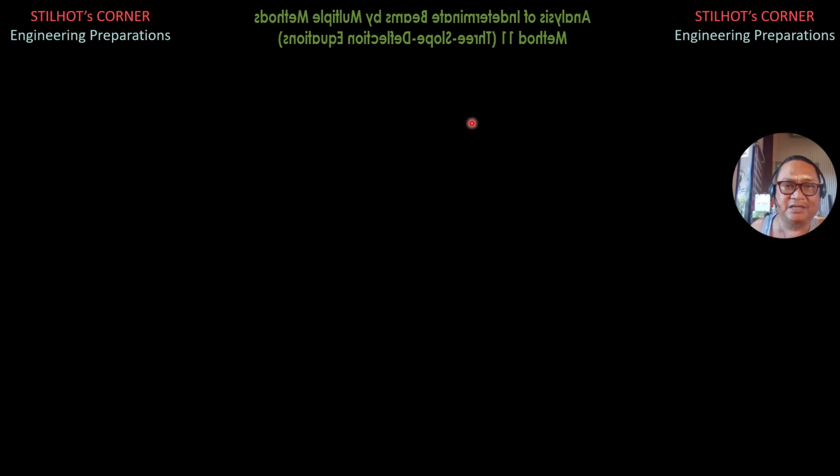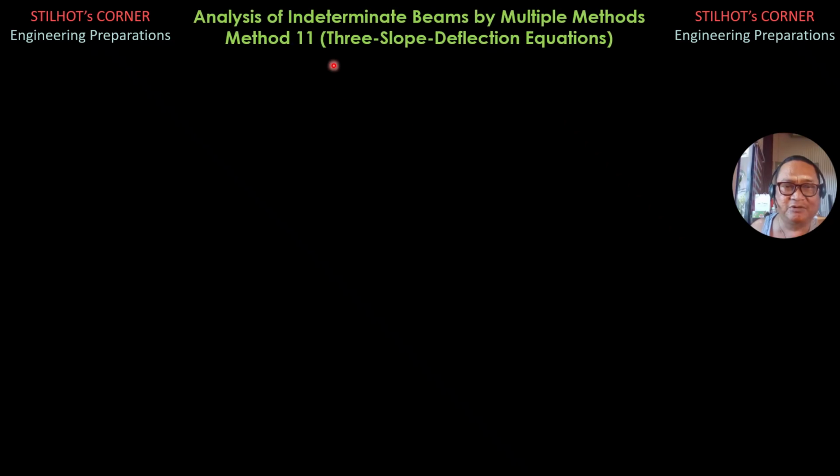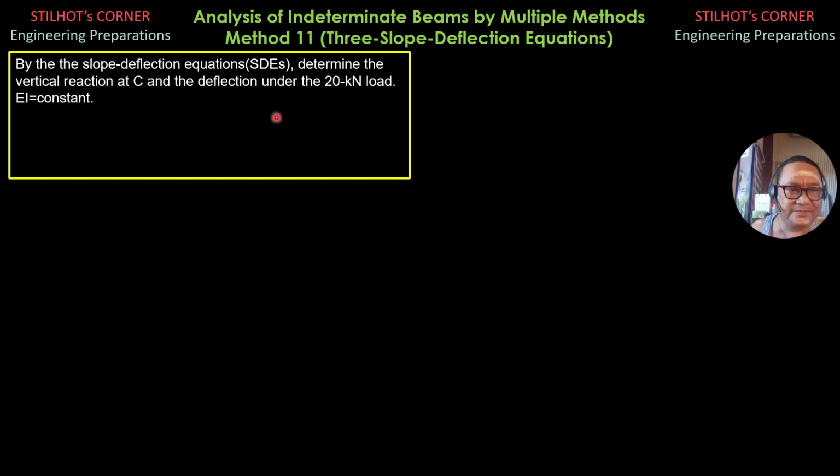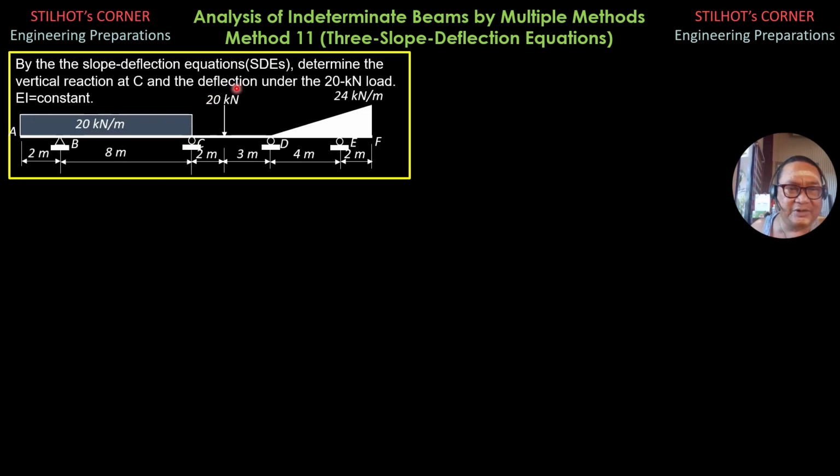So here is the original problem. This is already method 11, the slope deflection equations. By the slope deflection equations, determine the vertical reaction at C and the deflection under the 20 kilonewton load. EI is constant. Before analyzing that, we know that at the overhanging supports, moment is negative.